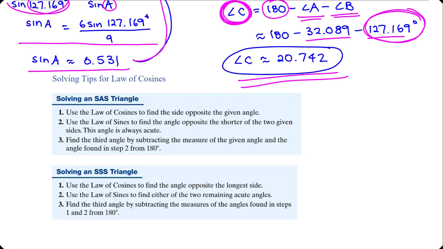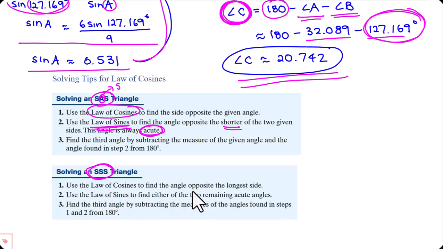So with the things that we just did, if you have side angle side, you have this angle, you'll find the side opposite it. That's not a problem with the law of cosines. Then when you go to the law of sines, always find the smaller angle opposite the shorter side, because the other is guaranteed to be the obtuse one. And then once you have those two angles, you can subtract from 180, and the third angle will take care of itself.